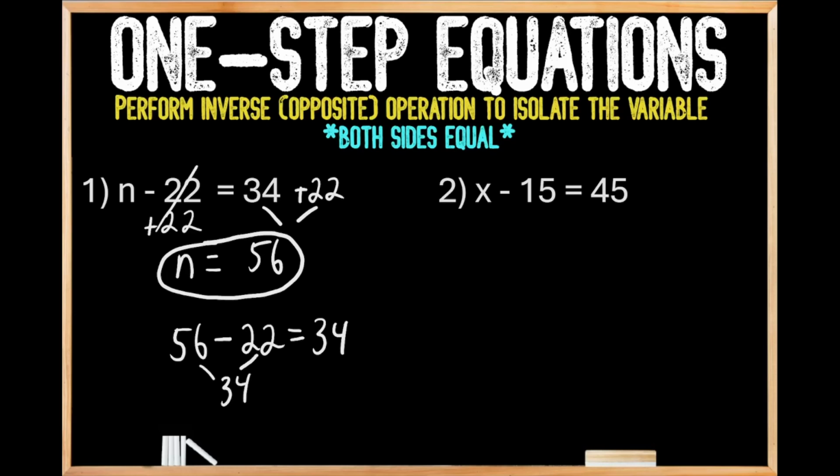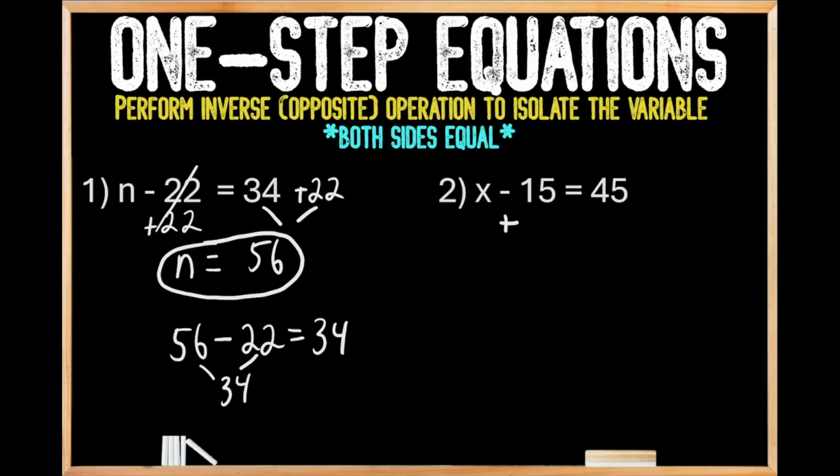Now moving on to question number 2, where this time we're being asked to figure out the value of x. So remembering that the first thing we need to do to isolate this variable is we need to perform the opposite operation of whatever is being done to our variable. And here we're subtracting 15 from x. So in order for us to isolate our variable of x, we're going to perform the opposite operation, and the opposite operation of subtraction is addition.